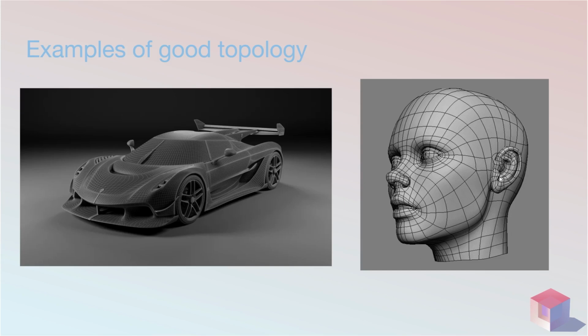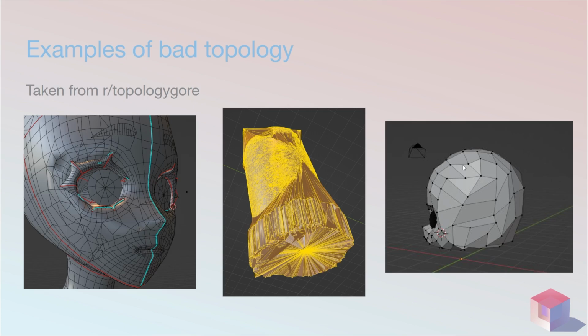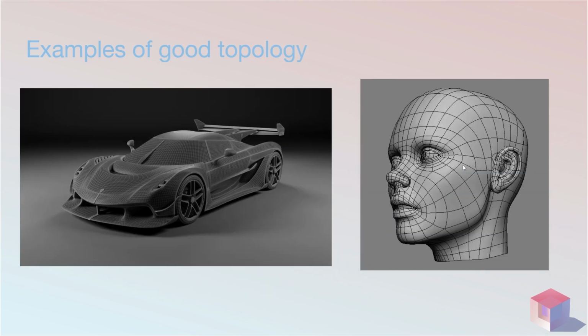And then you have this face model here. This is really good topology. You have even faces, and these edge loops that go all around the face and everything. And essentially, just bad, good, bad, good. Yeah. So try to get good topology as much as possible.